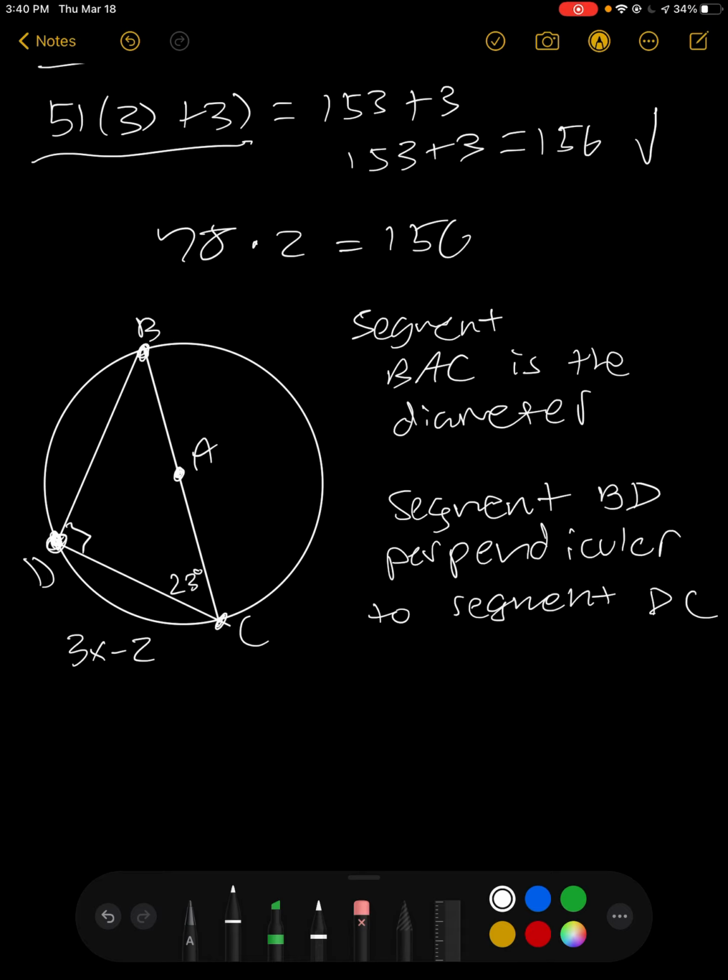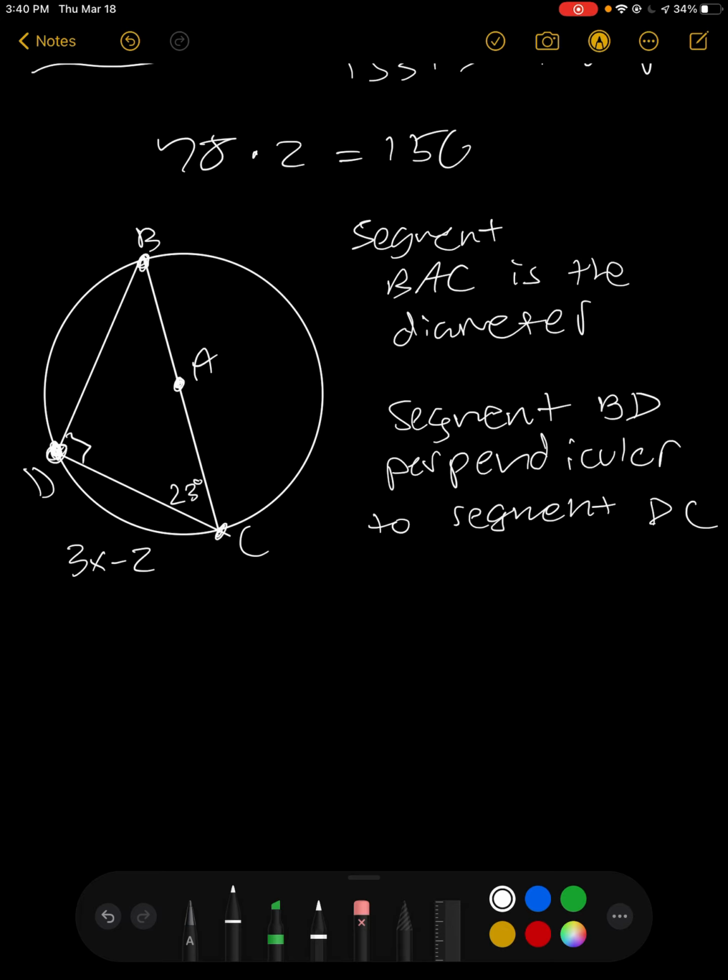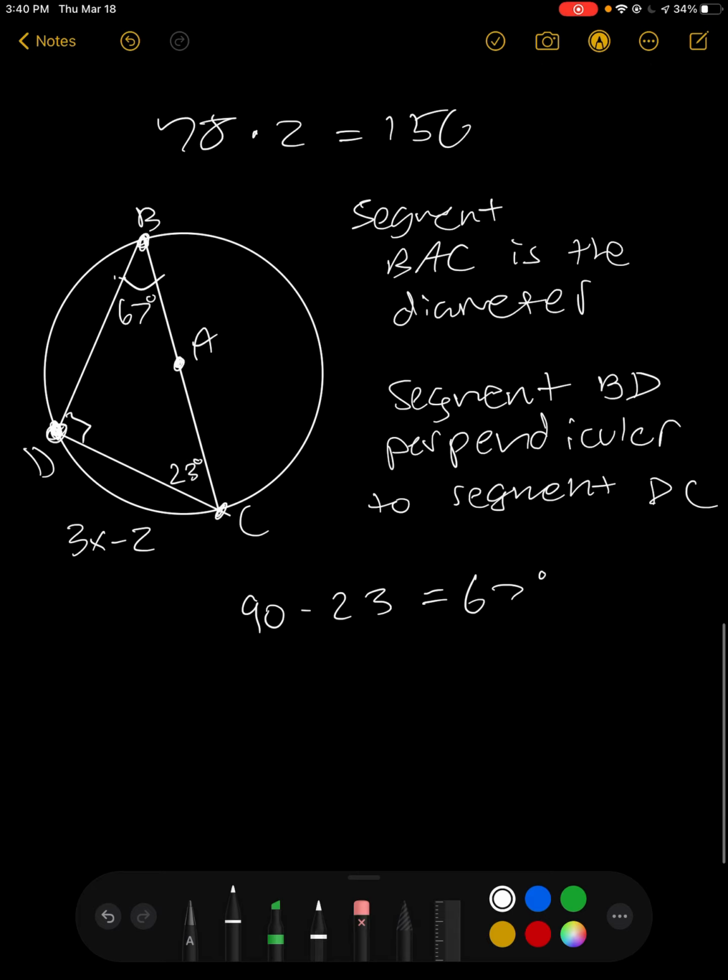And what we can do now is that we know that this angle here has to be 90 minus 23, right? Because we're given this 90. So 90 minus 23 is going to give you 67 degrees. So you know that this is 67 degrees. But we know that angle DBC is inscribed. So we know that 67 is half of what 3x minus 2 is.